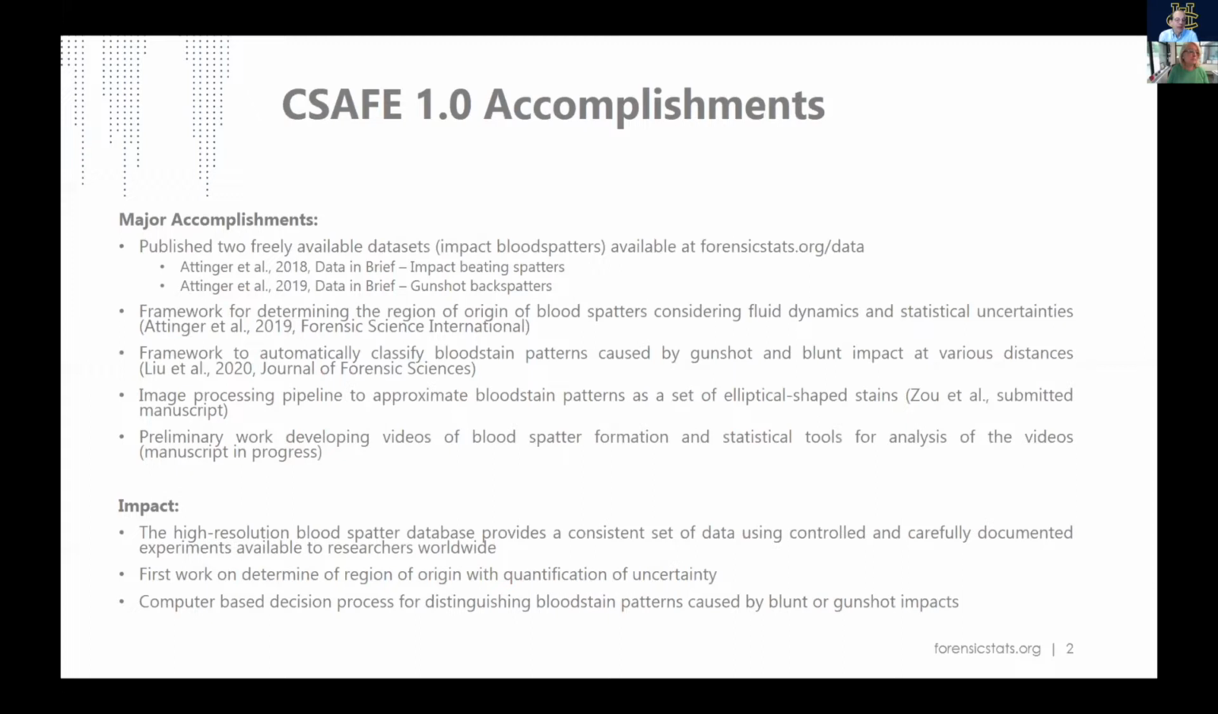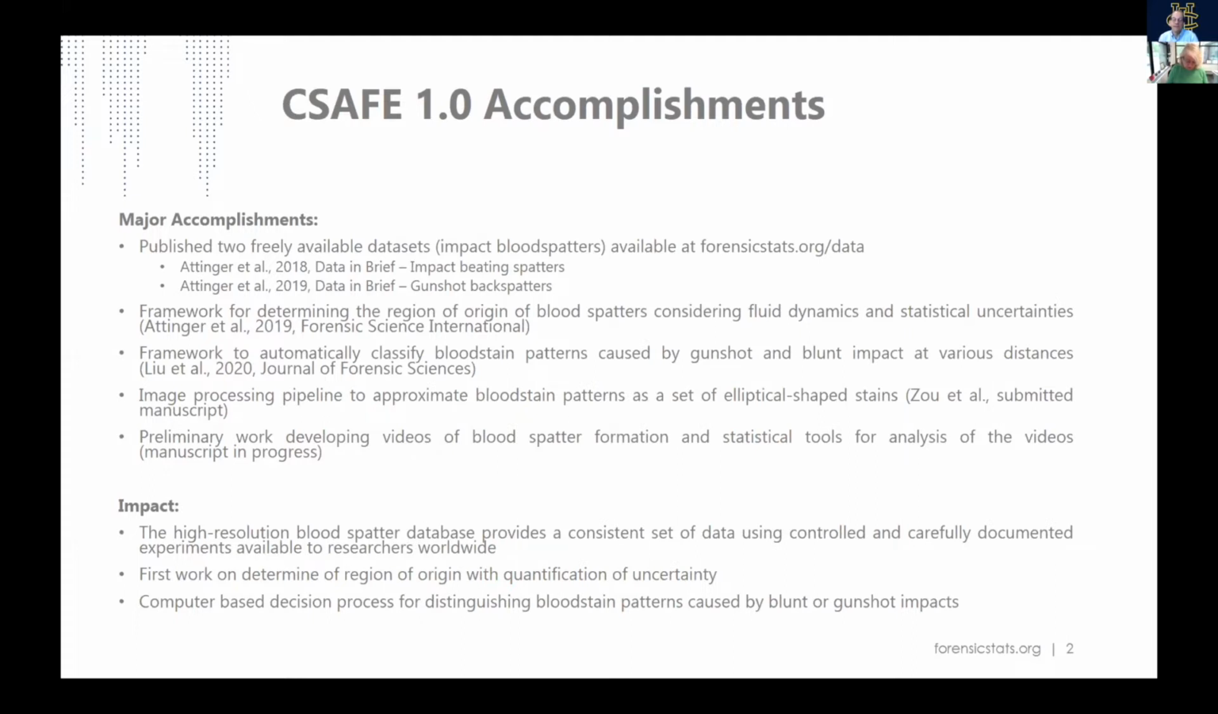So as with the previous presentations, I'll start by talking about the bloodstain pattern work that was done under CSAFE 1.0 over the initial funding period. This is primarily done by other groups, as I'll describe, and I've become more involved in bloodstain pattern analysis recently.